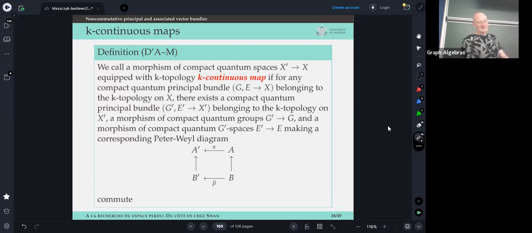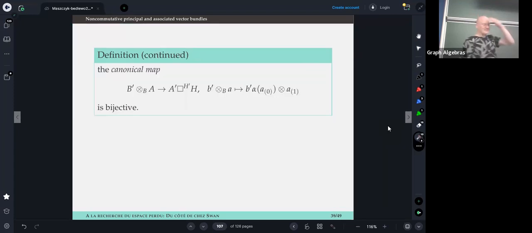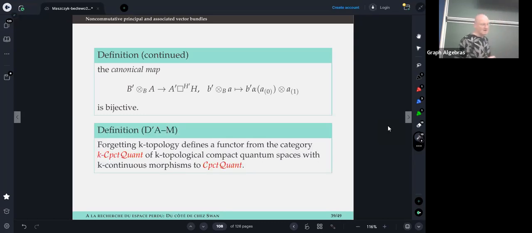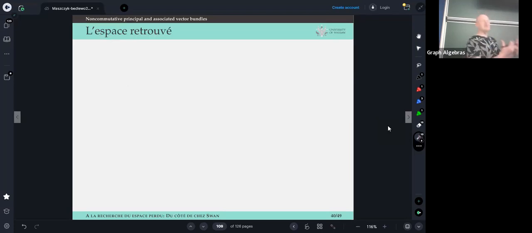Essentially, it's about the fact that the preimage of an open covering is an open covering. And this must satisfy some additional property of being Cartesian for this square, which means that the pullback of this open covering is an open covering. And then, if we forget about K topology, we are coming back to the category of compact quantum spaces, which means that it's an additional structure.